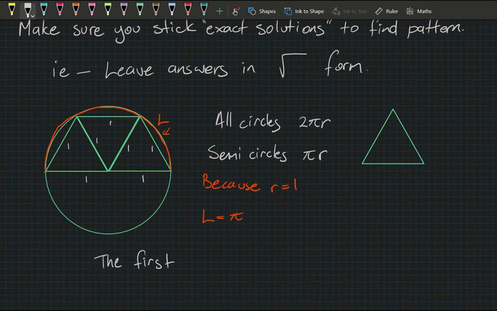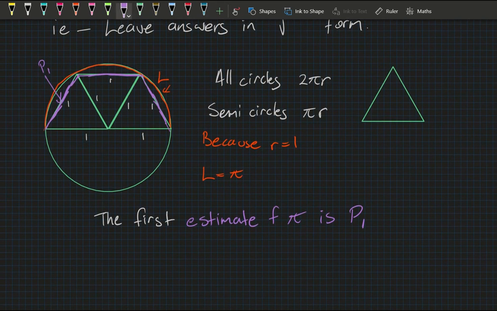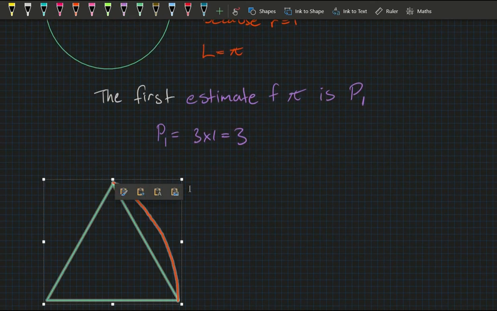And our first estimate for pi is P1, which I'll mark in on the graph. Now because P1 is 3 lines of length 1, that means that P1 is equal to 3. It's not such a good estimate, but it's not that bad either. Now let me copy that triangle and magnify it.